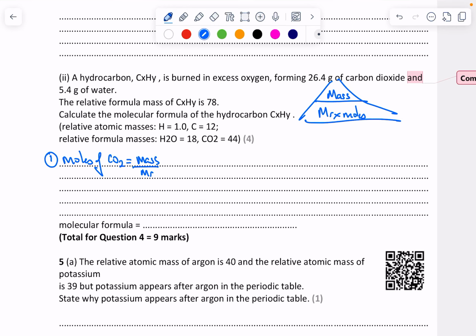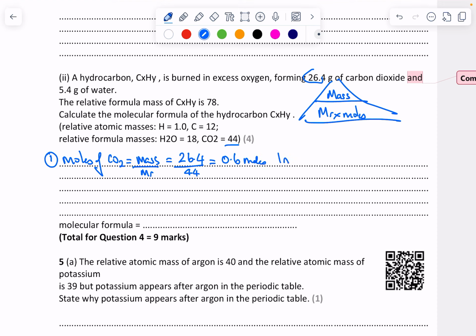So this question here is one you've got to think about a little bit to get into. What I'm going to do first is work out the moles of the carbon dioxide and the water. So to do that, I'm going to use the mass here, and I'm going to use my Mr. Moles underneath the mass triangle. So the mass is 26.4 of carbon dioxide, and its MR is 44. So 26.4 divided by 44, and that's giving me 0.6 moles.